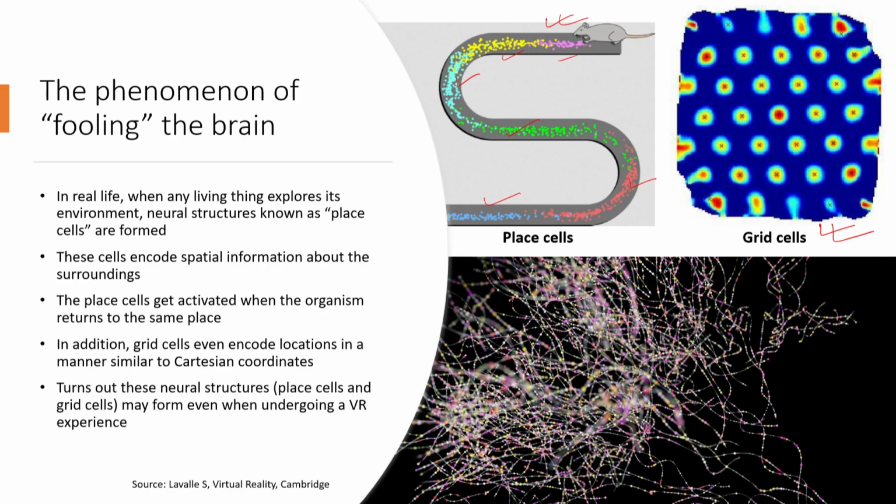Now, it turns out that these neural structures, place cells and grid cells, may form even when you are undergoing a VR experience. Indeed, when we explore objects in the real world, these sorts of cells are getting activated and they are storing spatial information. And equally, when you put on a headset and get a VR experience, the same sort of neural structures are getting created. So, is your brain getting fooled? Indeed. This phenomenon of fooling the brain is what is essential to creating virtual reality.